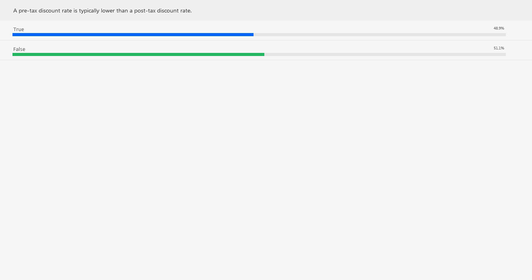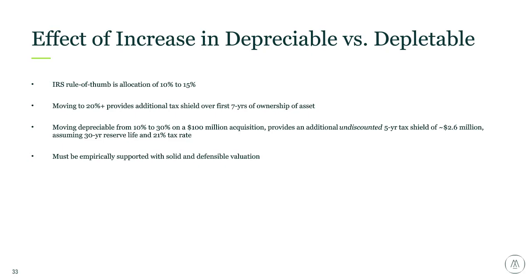Okay, the effective increase in depreciable versus depletable. And the IRS usually allows a rule of thumb of 10 to 15% of the deal value to be placed into depreciable assets. The higher up the scale, the higher percentage, the additional tax shield you're going to get over the first 7 years, which is that depreciable life of that asset.